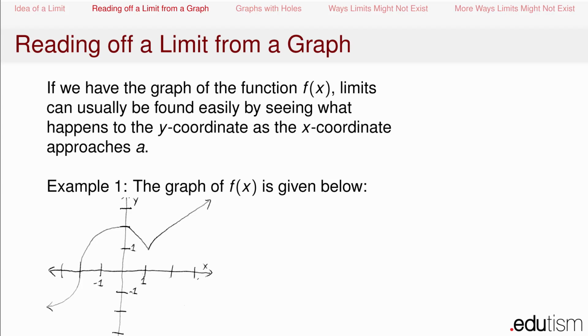One of the ways in which we can find the value of a limit is a situation in which we have a graph of the function in question. When we have a graph of the function, limits can usually be found easily by seeing what happens to the y-coordinate as the x-coordinate approaches a. We can find the limit by reading it off the graph.